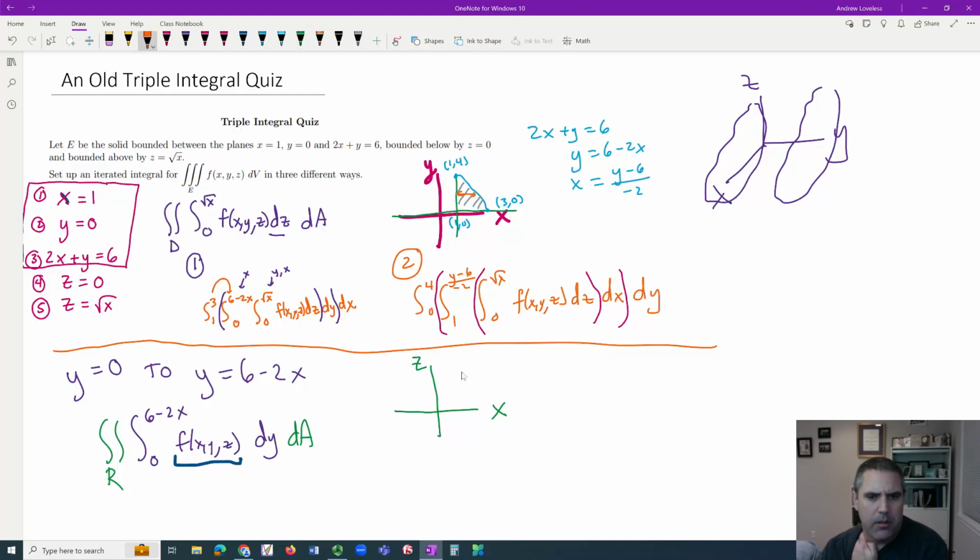Okay, so what do we need? We need x equals 1. There's that. Great. We need, not y equals 0. Where do we have that? We need to draw z equals the square root of x. That's going to look like this. Here we go up. z equals the square root of x. We need to draw z equals 0.